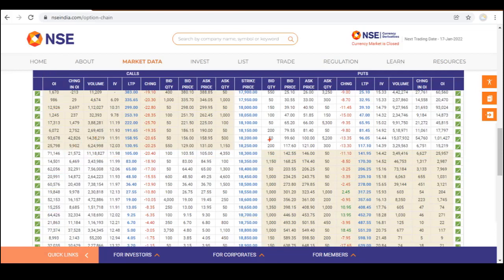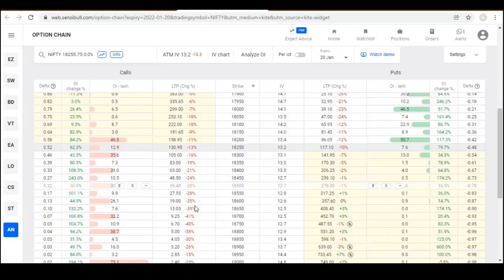Alright. Now the second important data point is change in open interest. This is also a very good indicator for option traders. It helps us in knowing how strong or weak any support and resistance level is at any given point in time. So if you go to Zerodha's website and look at open interest change, it is shown in terms of percentage.